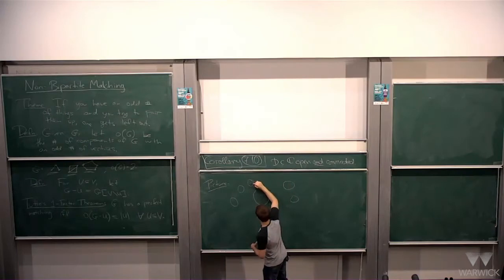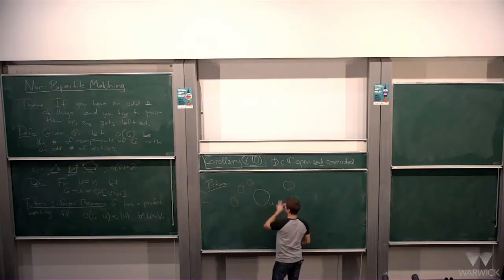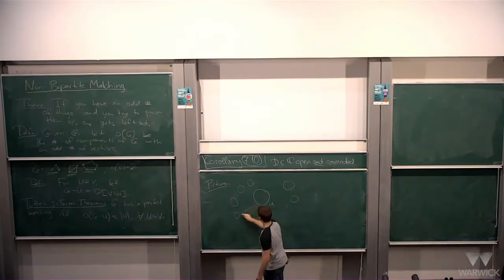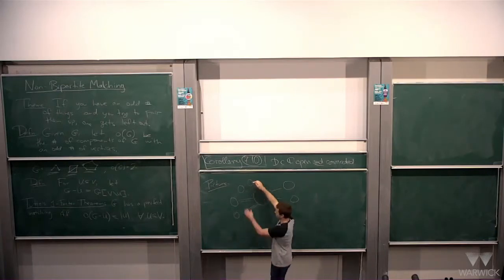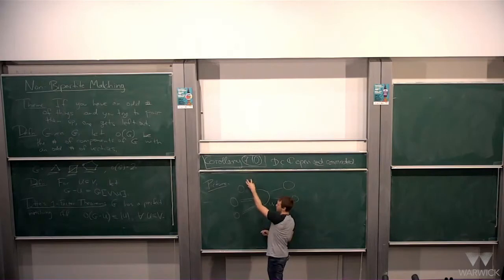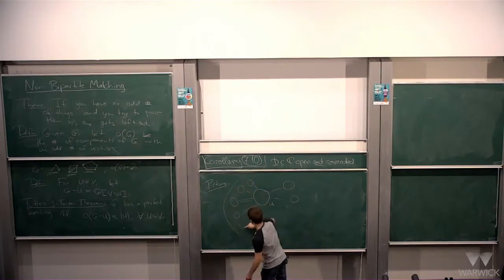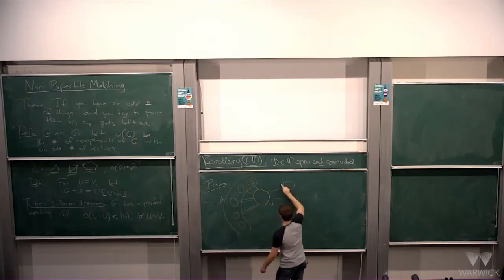So these bits are connected within themselves, right? These are components of G minus U, and there's perhaps some edges from U to these components. But when I delete U, these are components, so there are no edges going from this one to this one, right? Suppose I've got, say, 5 odd components, and let's say I've got 2 even ones.